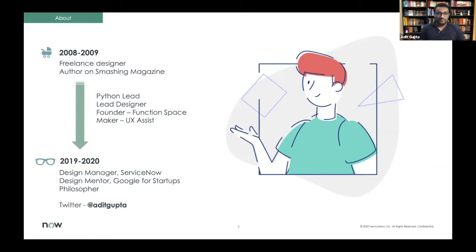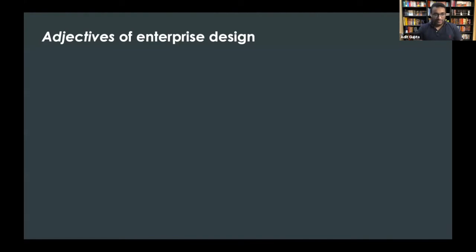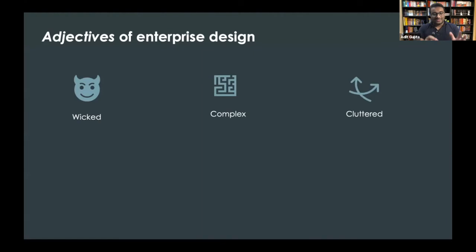Okay. So, talking about enterprise design, you might have heard certain adjectives floating around on the interweb. One of them is wicked. It's usually said that we are dealing with wicked problems. There are n number of papers written on it. It goes even beyond enterprise design, but certainly holds true for it. Complex, yes, that's what we are talking about today. And unfortunately cluttered. It's usually said that, oh, this whole interface is so cluttered, why can't you simplify it? Well, that's not always true, but that's the adjective you will hear most of the time when we are talking about enterprise design.